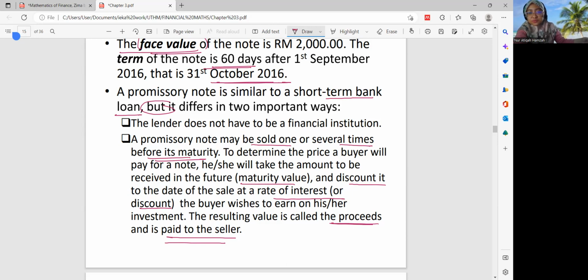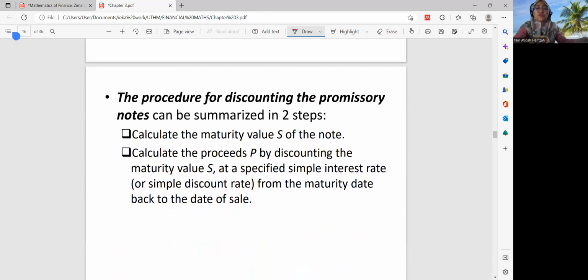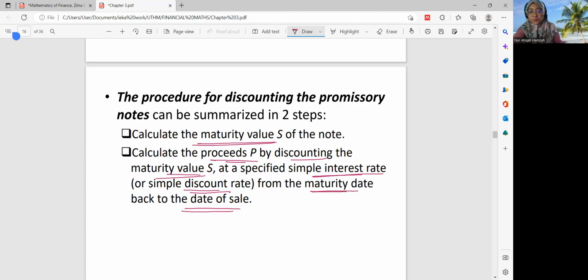So next, kita tengok. The procedure for discounting the promissory notes can be summarized in 2 steps. The first one is calculate the maturity value of the note. So selalunya kena tahu dulu maturity value dia berapa sebelum dia jual pada pihak yang seterusnya. Second, calculate the proceeds by discounting the maturity value at a specified simple interest rate or simple discount rate from the maturity date back to the date of sale.